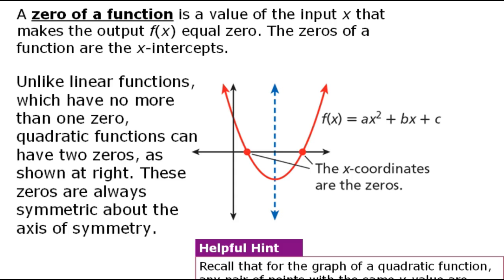A zero of a function is the value of the input of x that makes the output 0. So zeros are referring to when the y value is equal to 0. There's another word for that, and that word is also called x-intercepts. So the x-intercepts are the same thing as the zeros. Okay? Kind of a synonym there. So that's what we're looking for, the x-intercepts or the zeros.